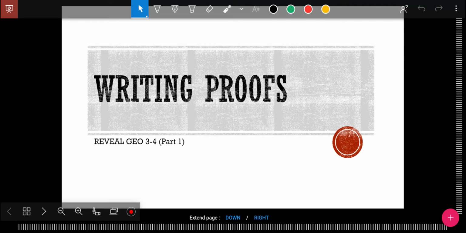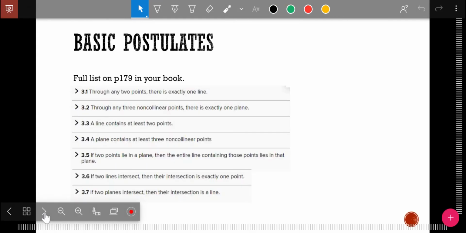All right, jumping into our new unit here, we start with algebraic proofs, kind of as an introduction. And we're going to start this new unit in the book here in Module 3, Section 4. We're going to break it up here to start over 2 days. And so this is from Reveal Module 3, Lesson 4 on writing proofs.